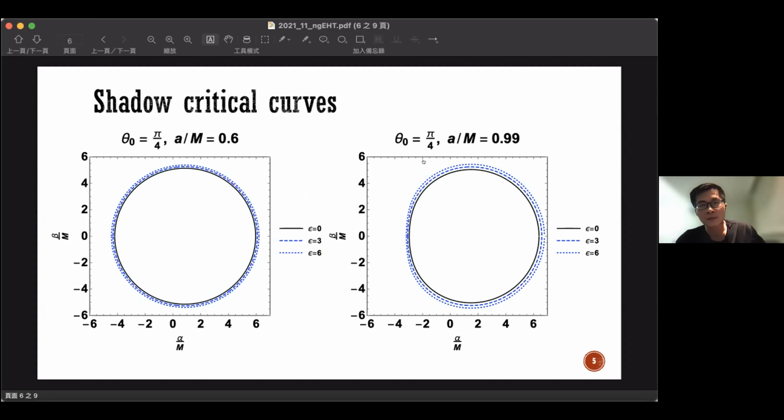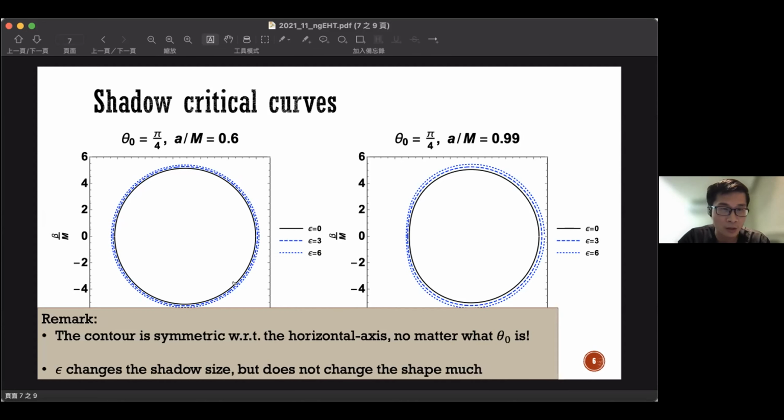The other important astrophysical application is the shadow, which is also related to the ngEHT project. So this is the figure. This figure shows you the shadow critical curves in this Kerr-like metric.